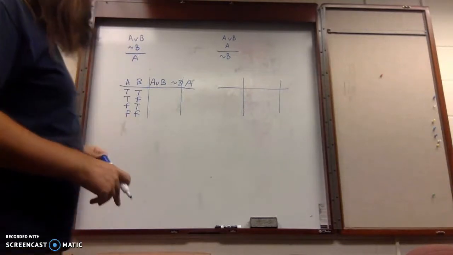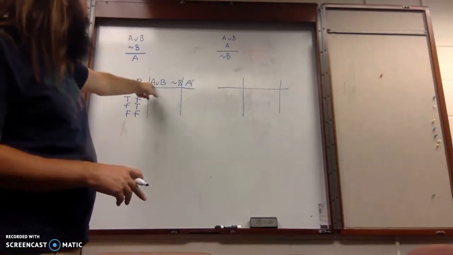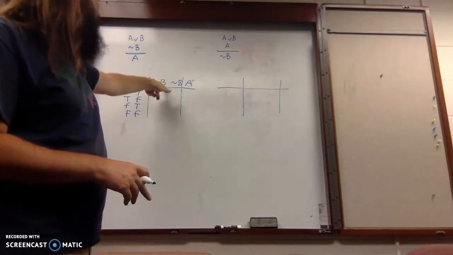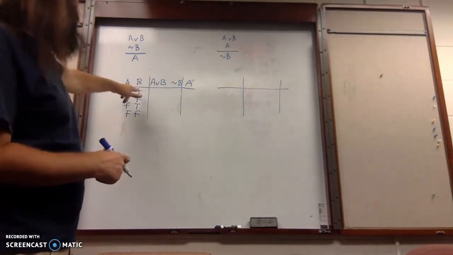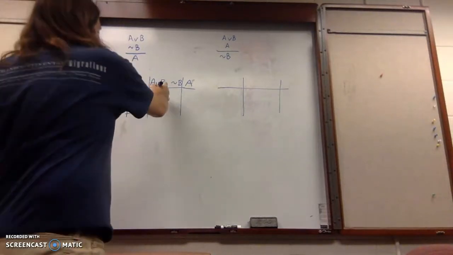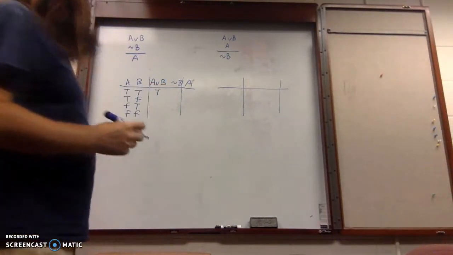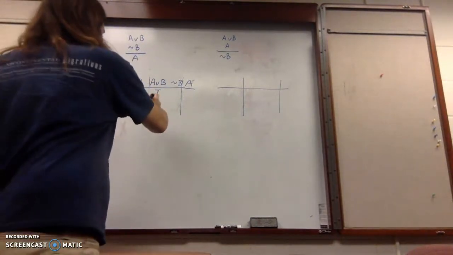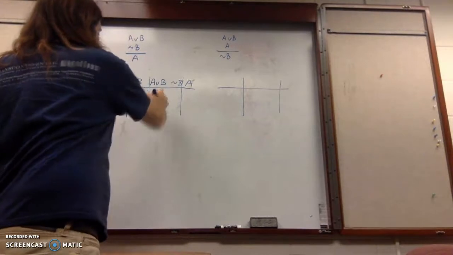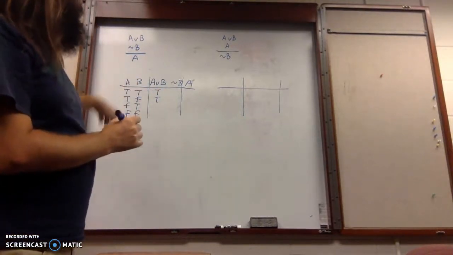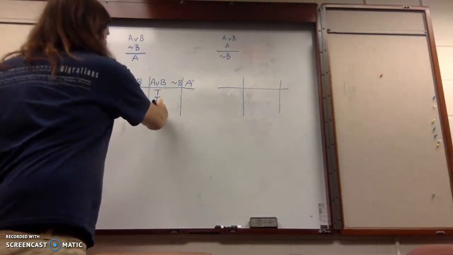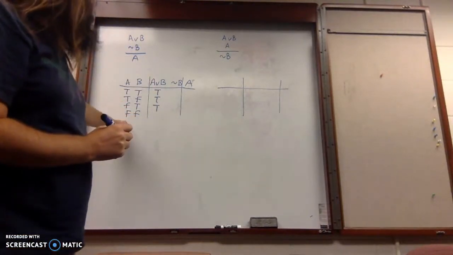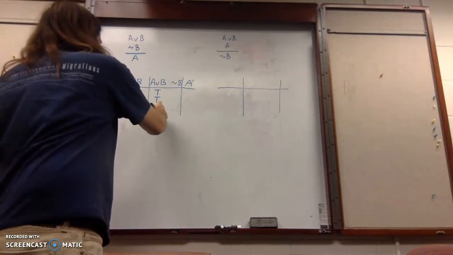So let's analyze the premises. Well, a disjunction is true if the first part is true and the second part is true. So when A and B are both true, then A or B is true. A or B is also true if A is true and B is false, or if B is true and A is false. In fact, A or B is only ever false when both A and B are false.